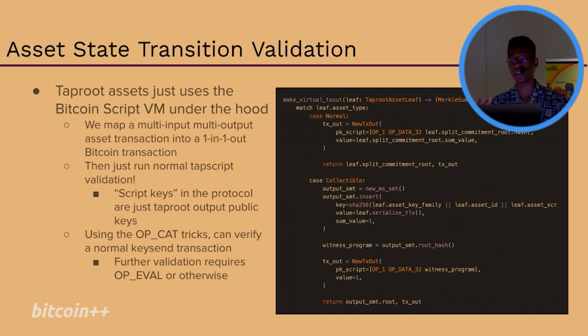And the cool thing, once again, is that we have something called a script key, which is actually just a Taproot output public key, right? So therefore, using these tricks, in addition to everything being included, you can also verify state transition validation because you can use some of the OP_CAT tricks to reconstruct the sig hash of the virtual transaction itself, and then validate the signature that's included against that. Which is really cool because now we're able to verify, number one, that the thing actually exists, and also that it's been done correctly.